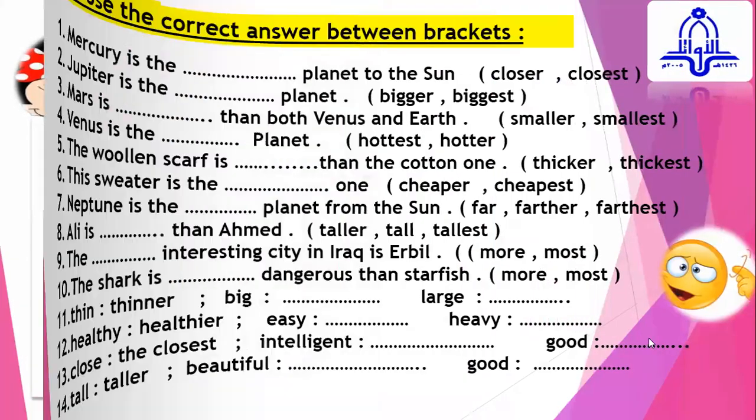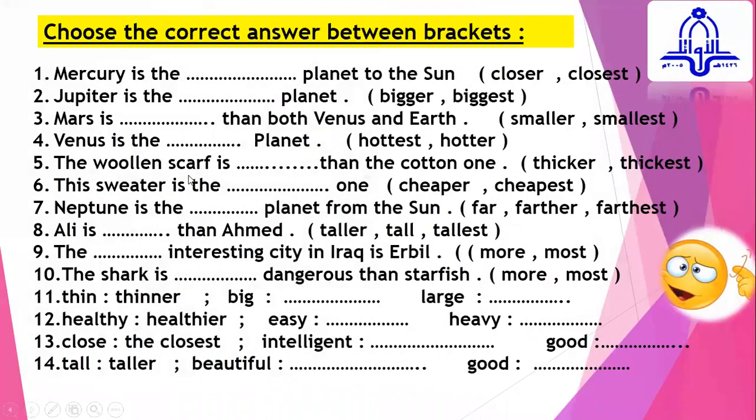الآن نكمل مع حل بعض الأسئلة الوزارية عن درجة المقارنة والتفضيل وعن درس الخامس. Choose the correct answer between brackets. Number one, Mercury is the dash planet to the sun. Is it closer or closest? As we said, it comes with the superlative. So Mercury is the closest planet to the sun. Number two, Jupiter is the dash planet, bigger or biggest. As we said, it comes with the superlative, then the biggest.